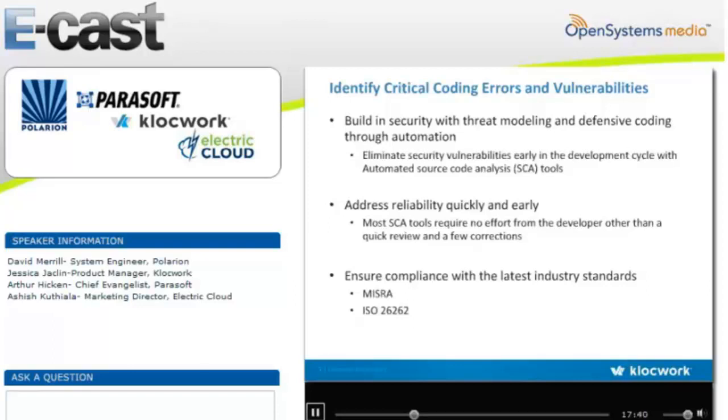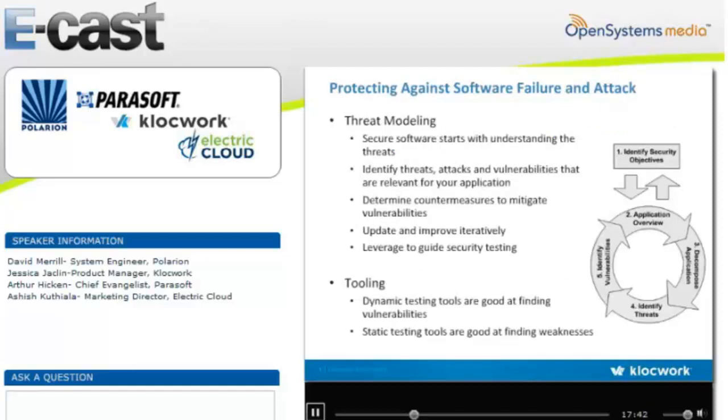If we look at our next slide here, some of the things going into a little bit more detail about protecting against software failure and attack, as we had just mentioned earlier, would be threat modeling. To build an accurate threat model, you need to be able to identify the security objectives and start asking questions. Is the goal to prevent any and all security breaches? Are certain attacks permissible? It's important to develop realistic objectives so that you know what the cost and effort is going to be.